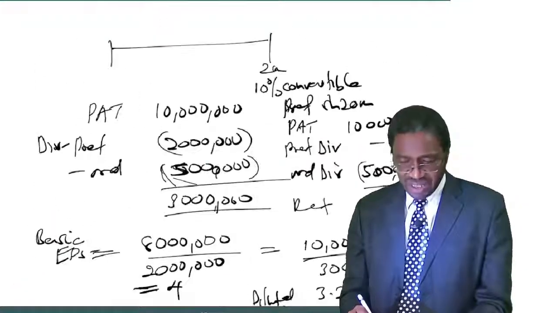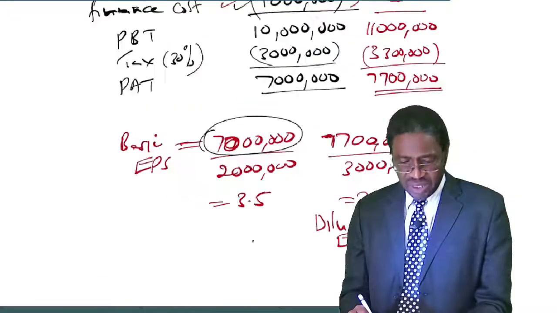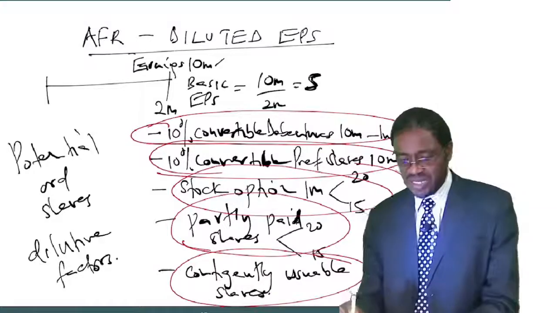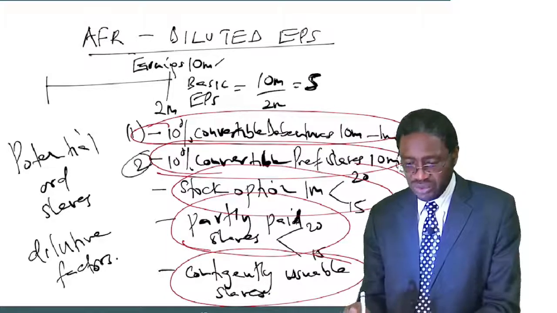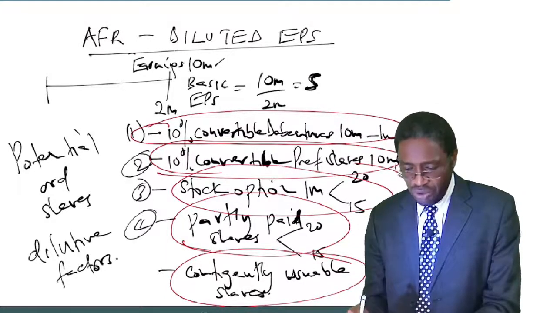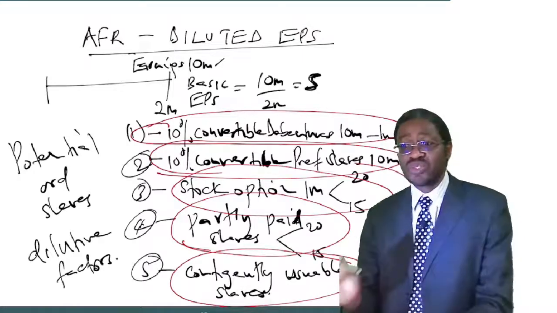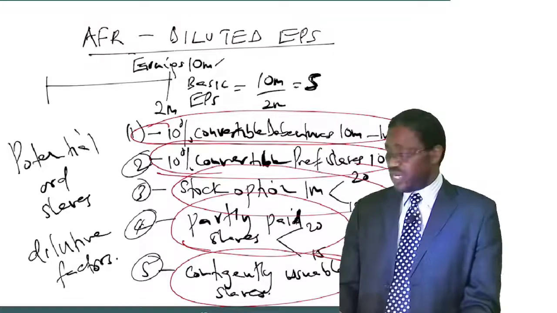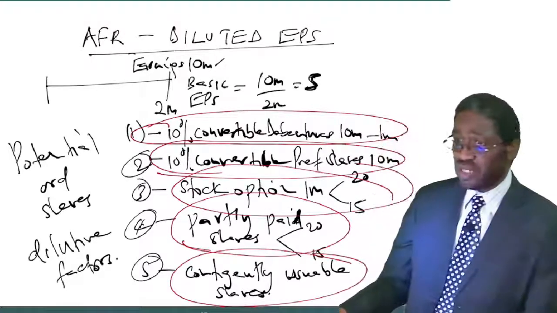We have discussed how to use each of these items, that is number 1, number 2, number 3, number 4, and number 5, to compute what we are calling the diluted earnings per share. Let me summarize as we finish.